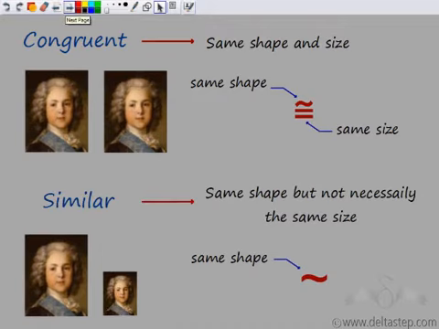So similar means same shape, not necessarily the same size. And since same shape is indicated by an inverted S, what we get is just an inverted S. So these two images here, you can see, are same in shape, but the difference is the size, and hence I can say that they are similar. Now let us try to apply this in geometry.